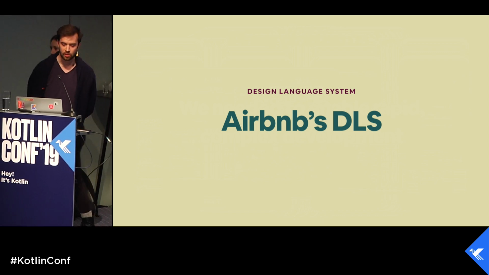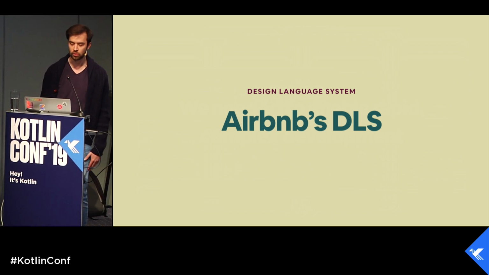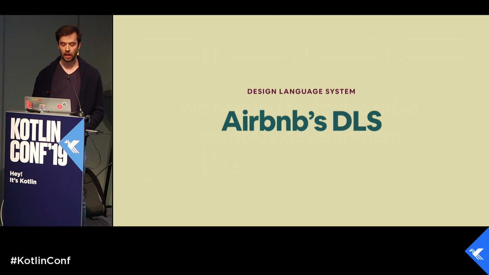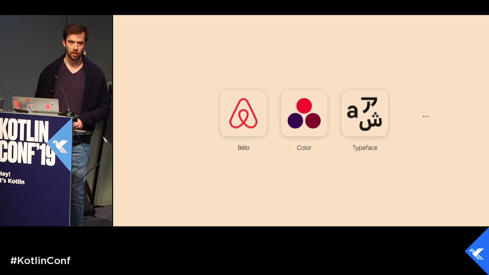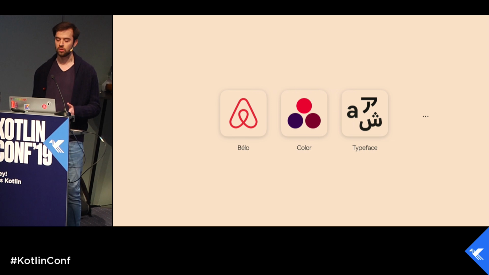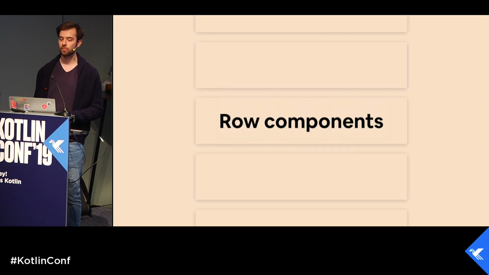So Airbnb's design language system, or DLS for short, was created about 4 years ago. And it's basically just a collection of guidelines for designing screens inside the Airbnb applications, regardless of which platform we're designing for. And like most design systems, we have guidelines around the use of the Airbnb logo, or things like colors, or typefaces. But one of its more innovative concepts is row components. And it's a level of abstraction that is unusually high for a design system. And I'll illustrate this with an example screen.